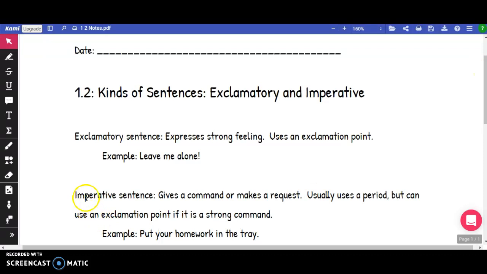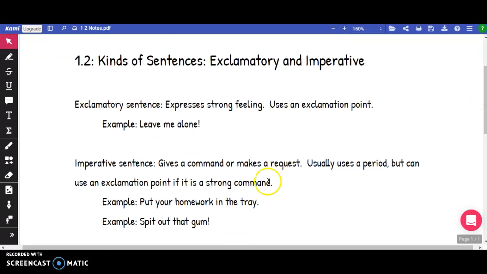and you're going to write the definition for imperative sentence. Gives a command or makes a request. Usually uses a period, but can use an exclamation point if it is a strong command. Then on the next line, you're going to indent and write the first example: Put your homework in the tray. And on the next line, you're going to indent again as shown by this space and write the next example: Spit out that gum.